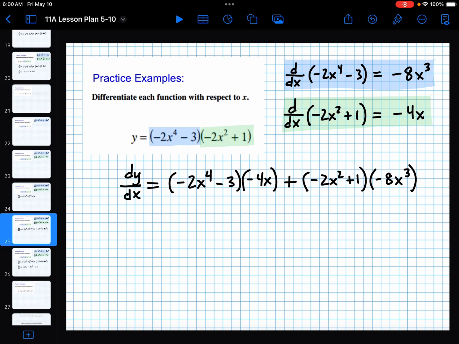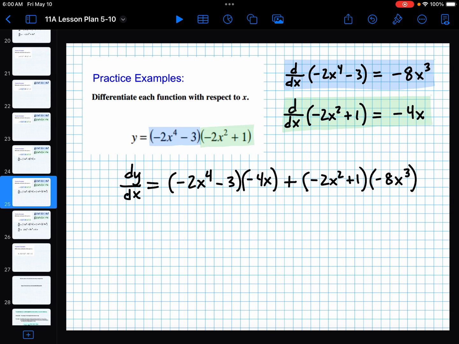This is technically the derivative. The differentiation process is essentially done here. The only thing that you can do further than this is to clean it up a little bit and put it in simplest form. In this case, if you were to do that, distribute the negative 4x and the negative 8x cubed and then combine like terms, you'd wind up with this expression. So that's the product rule.